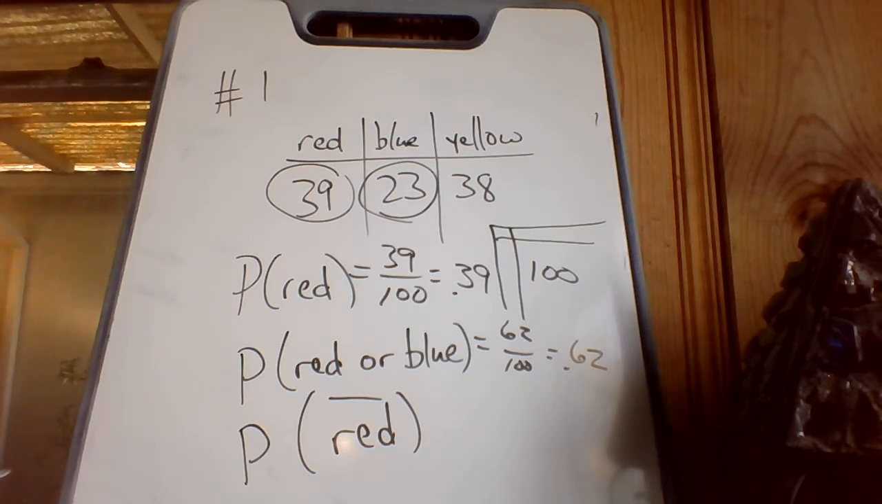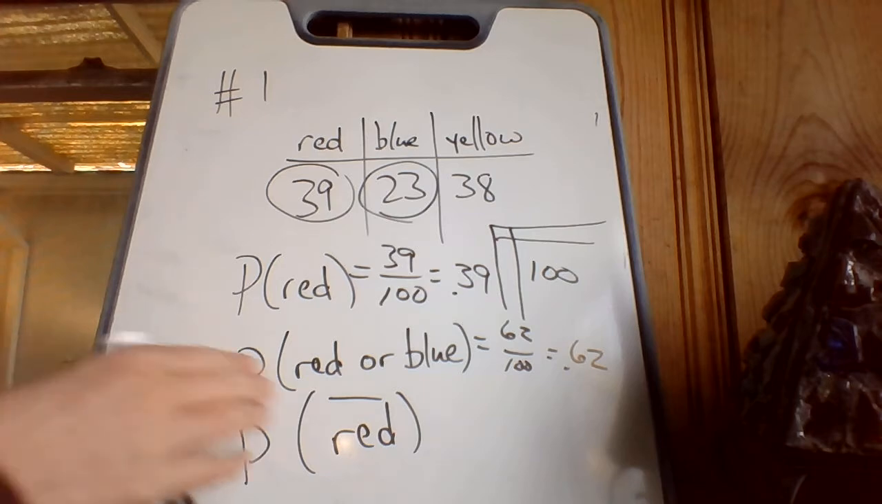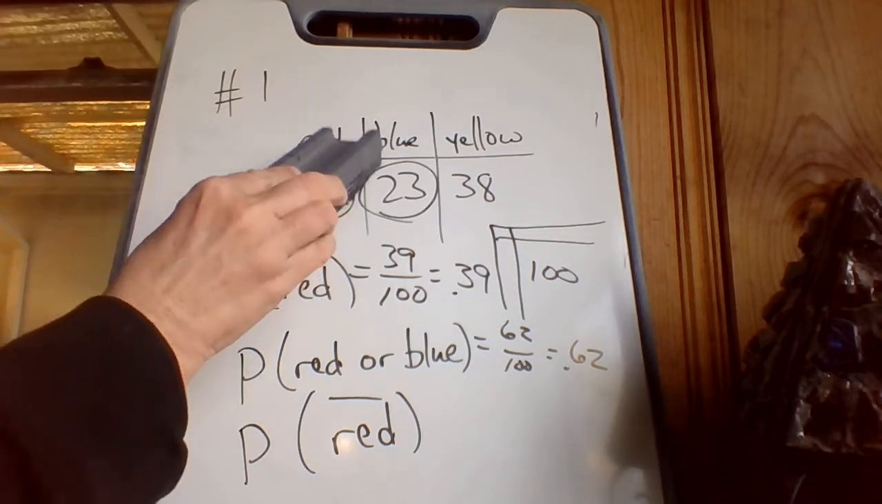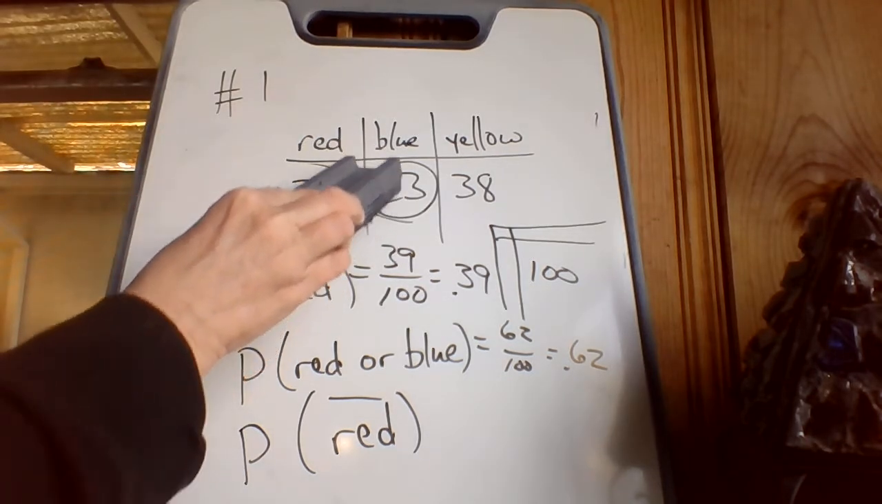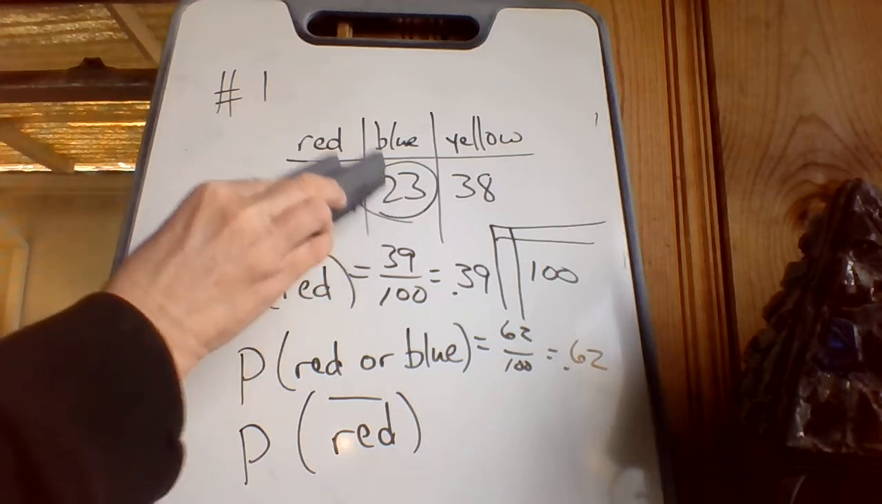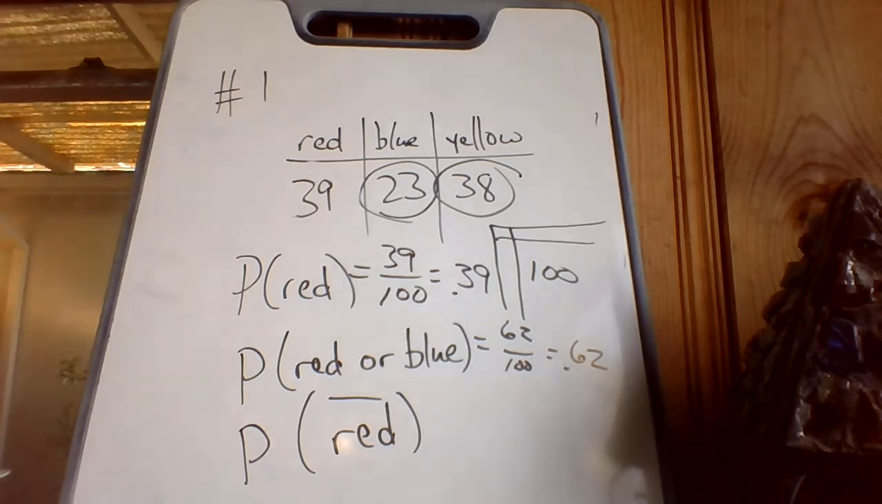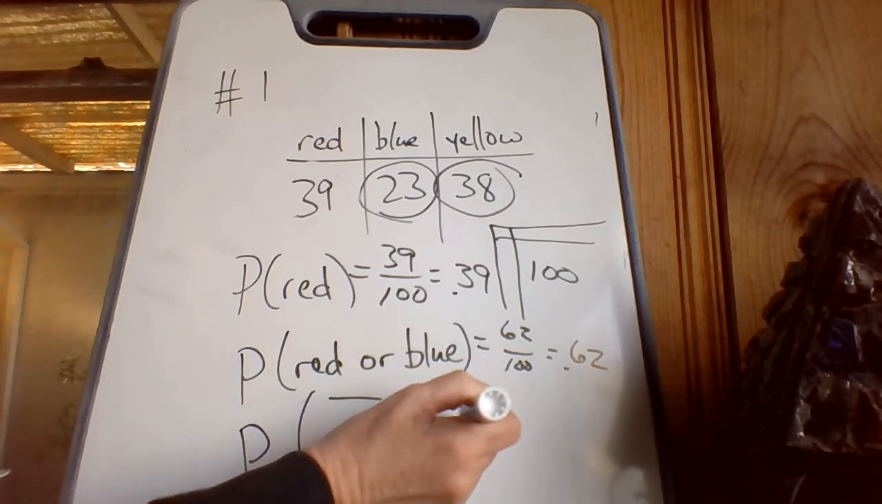Probability of not red. Okay, so this line means not, and it's kind of an underline just because I was using a Word document and it wouldn't let me overline. But overline means not that. Okay, not red. All right, definitely not this. But yellow is not red. Yellow should count. There's the stuff that's not red. Okay, so what is that? 61.